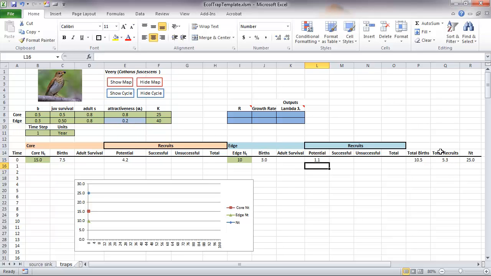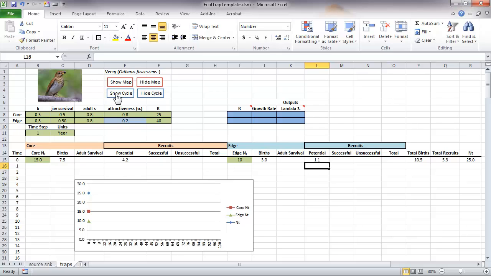So all we're doing here is partitioning these recruits into the places they want to go. There's 5.3 total recruits, 4.2 want to go into the core, and 1.1 want to go into the edge. Now, how many of these will be successful?